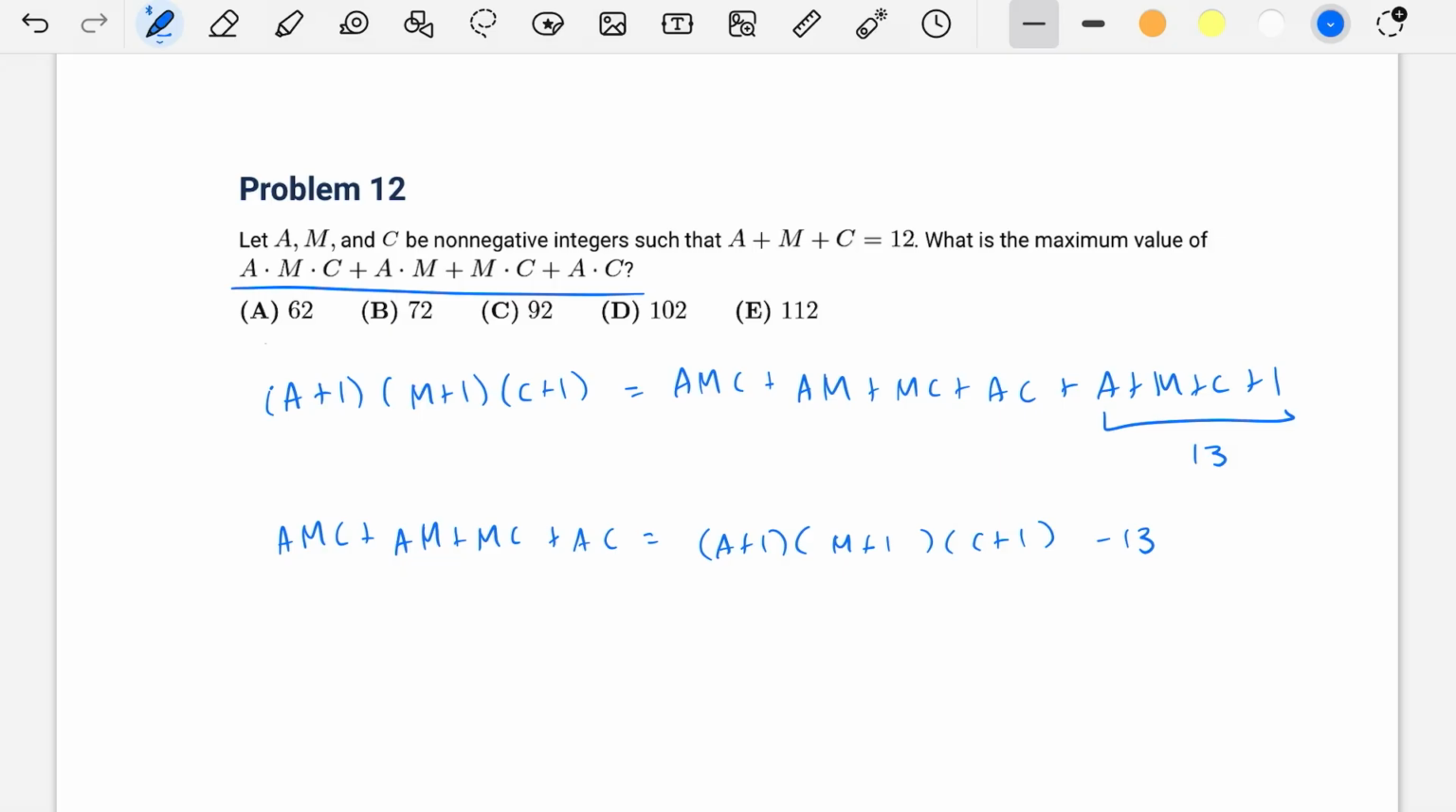And that's a result of the arithmetic mean, geometric mean theorem, which I won't get into the weeds with, but that's basically the result that we get. So basically, we want these three numbers to be as close as possible, and we achieve that by setting A equals M equals C equals 4. So this expression becomes 5 cubed minus 13, which is 125 minus 13, which equals 112. So the answer is again E.